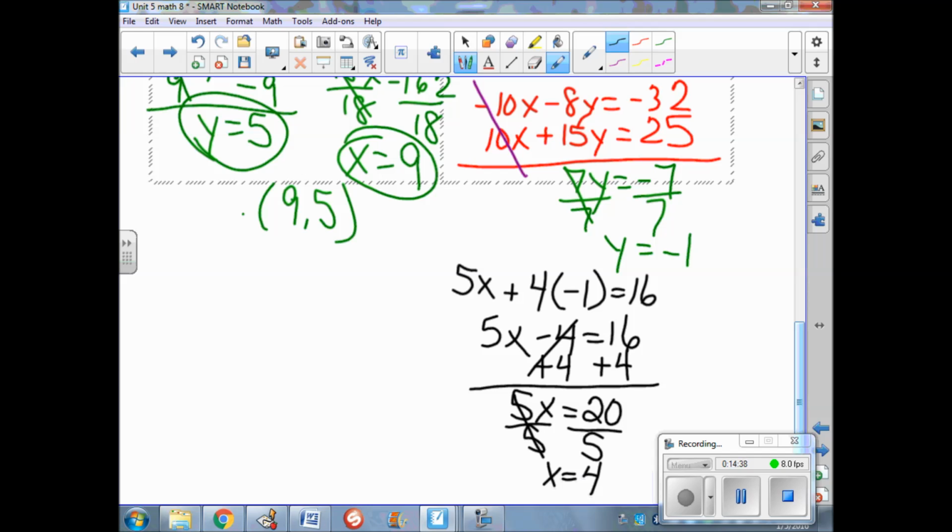Now my x is 4, my y is -1. As a point, there's my solution. Okay? Again, rewind, watch parts of it again if you need to, but we're going to spend some more time practicing elimination, where we have to multiply both equations by something in order to force the elimination to happen.